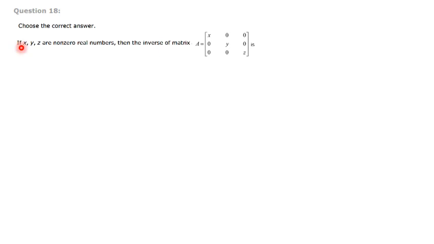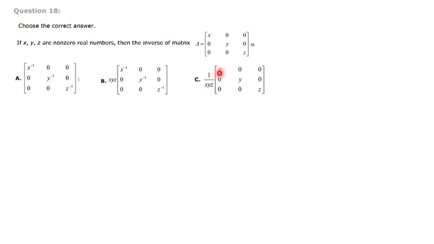Choose the correct answer. The question is, if x, y, z are non-zero real numbers, then the inverse of matrix A = diag(x, y, z), the diagonal matrix with x, y, z on the diagonal, is. First option: the diagonal matrix with x inverse, y inverse, y inverse. Second option is xyz times the diagonal matrix with x inverse, y inverse, z inverse. Third option is 1/(xyz) times the diagonal matrix x, y, z. And the fourth option is 1/(xyz) times the identity matrix. It's a very simple question.